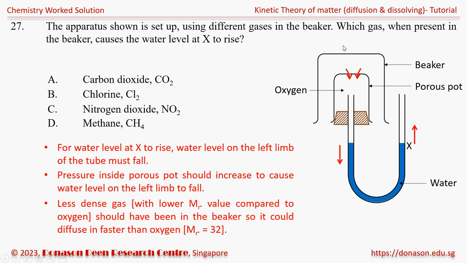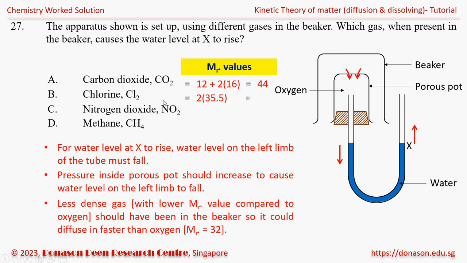So we are looking for a gas that is less dense than oxygen. That means we are looking for a gas whose MR value is less than 32. Let's work out the MR value for each of the gases. Carbon dioxide contains one carbon bonded to 2 oxygens. So 12 plus twice 16 works out to 44. Of course, if carbon dioxide is outside and oxygen is inside, more oxygen will diffuse out. It's not going to be the other way around. So carbon dioxide cannot be the gas.